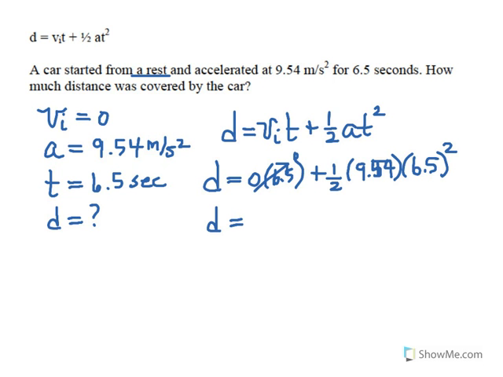So now in my calculator, let's first square the 6.5. So in your calculator, you should have a button that has a squared on it, or just take 6.5 times 6.5. We're going to multiply that times 9.54, and then multiply that times 0.5. And when you do that, hopefully you get 201 meters. And that's going to be how far our car goes if it accelerates at 9.54 meters per second squared.